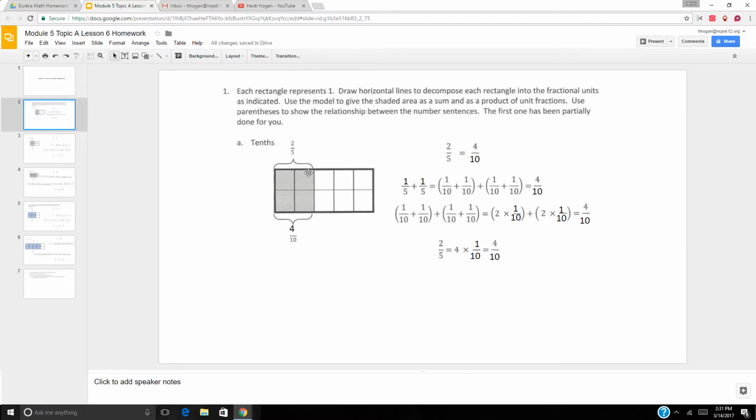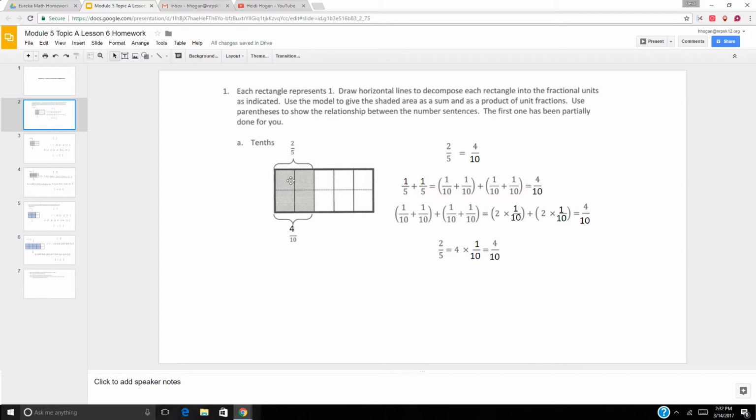Okay, so we have 2/5 because 1, 2, 3, 4, 5, which makes fifths, and 2 of them are shaded. And they want us to decompose this into tenths. So 1, 2, 3, 4, 5, 6, 7, 8, 9, 10. So if we divide each fifth in half, we'll have tenths. So 2 fifths, 1, 2.